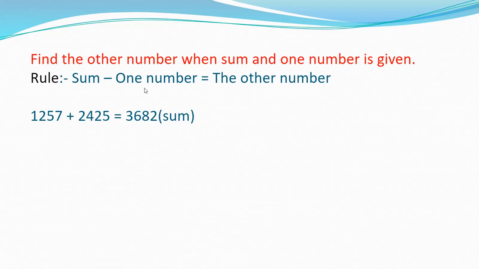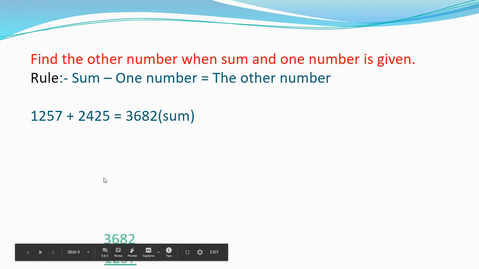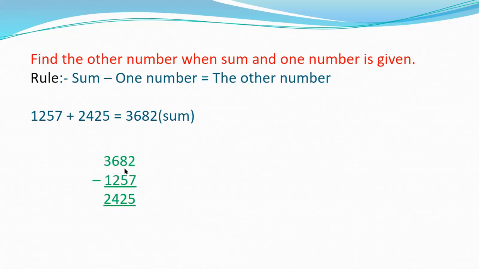Sum minus one number equals the other number. I'll show you an example of this question. See, we have written sum. This is sum. This is one number. When we subtract one number from sum, we will get this second number.